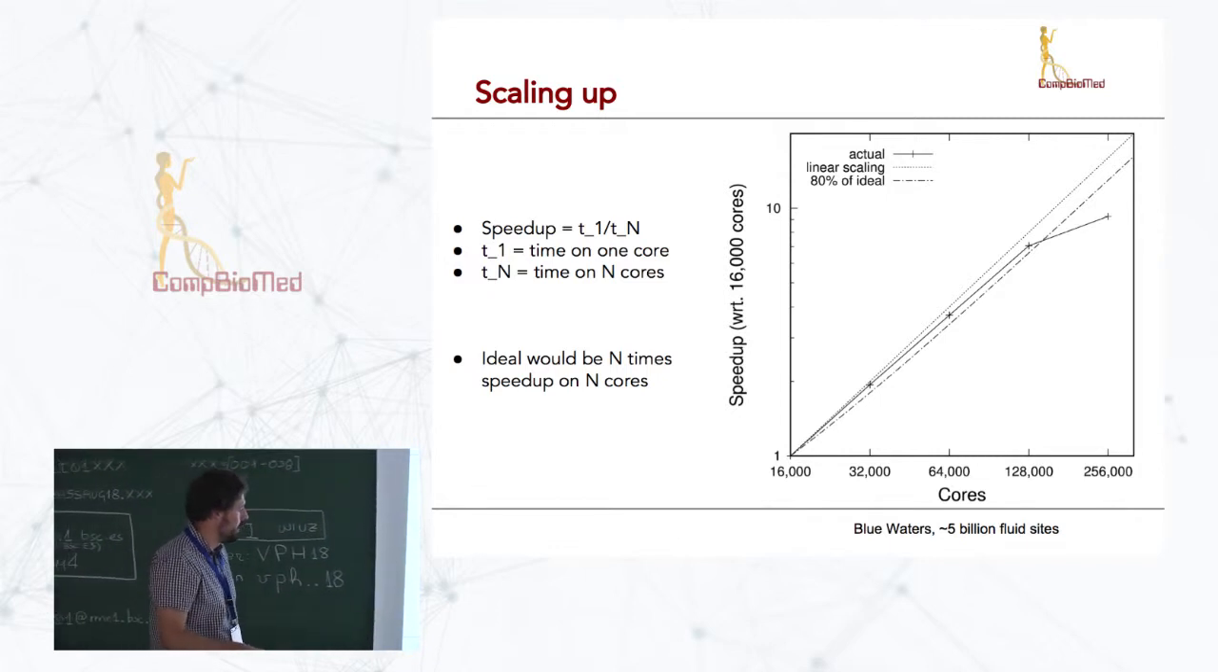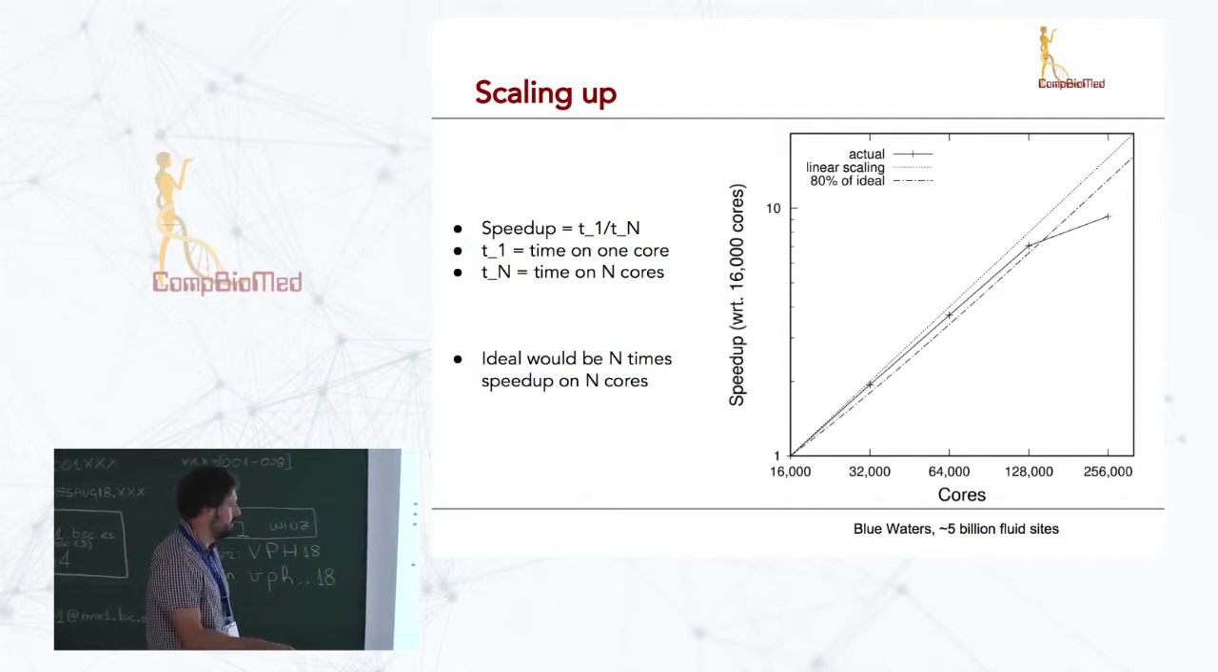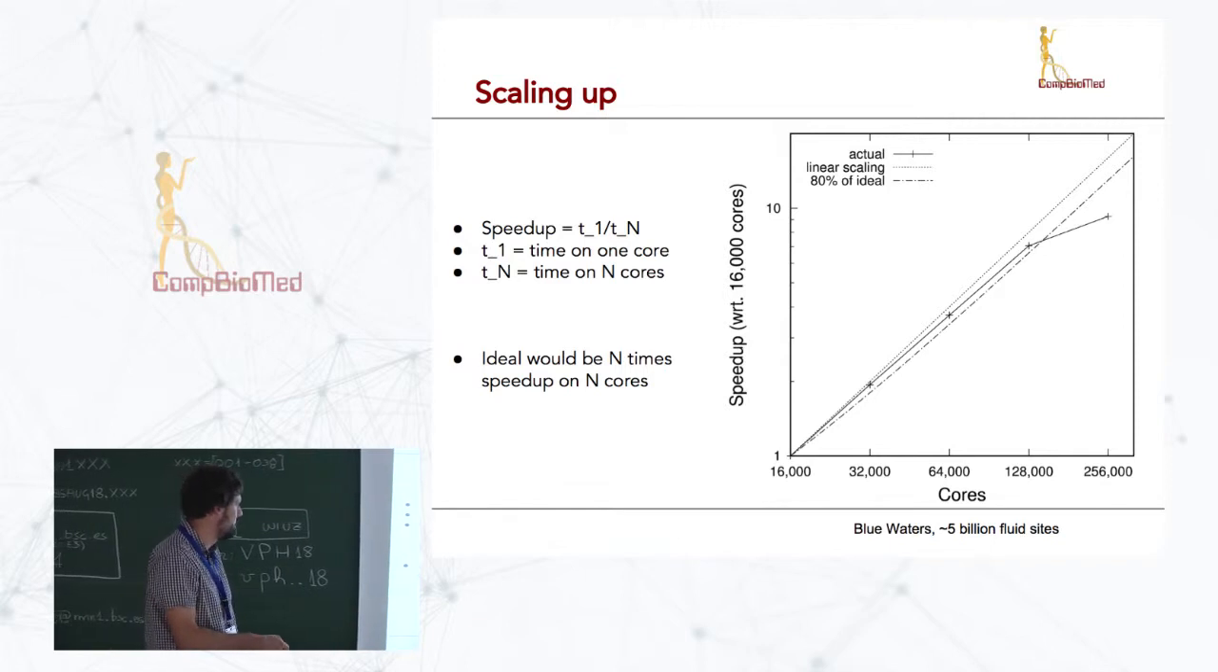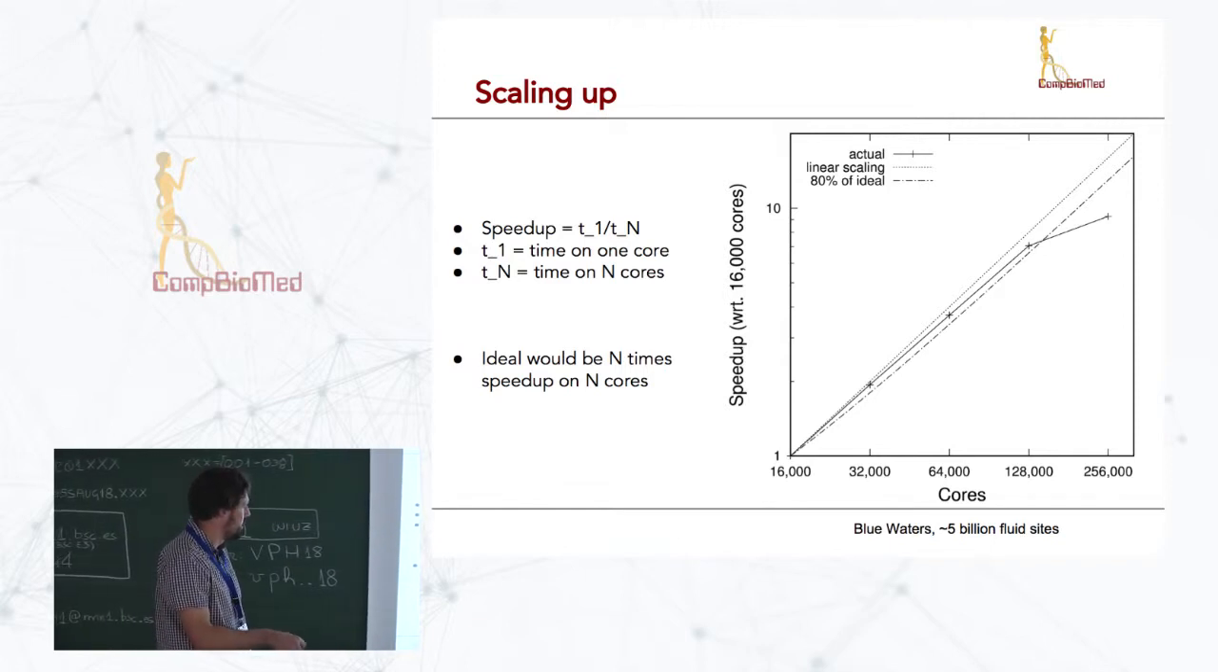So we've been doing some work with HemeLB, checking how it scales up to large core counts. You were running something on 8 cores, but these are things we've been doing on up to 256,000 cores on Blue Waters, which is a supercomputer in Illinois, in the US. Speed up, this is what's called strong scaling. It's something that you'll often hear HPC people talk about. It's really just the time taken on 1 core divided by the time taken on n cores.